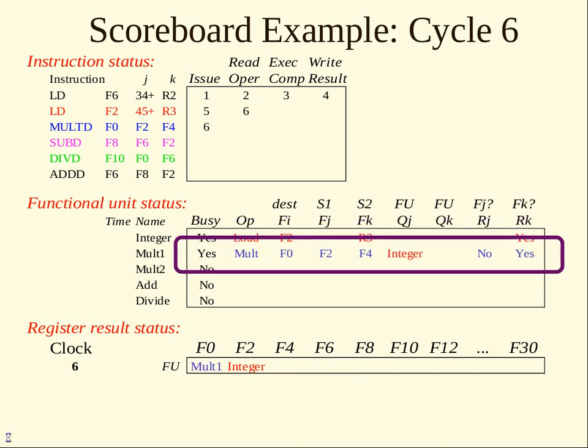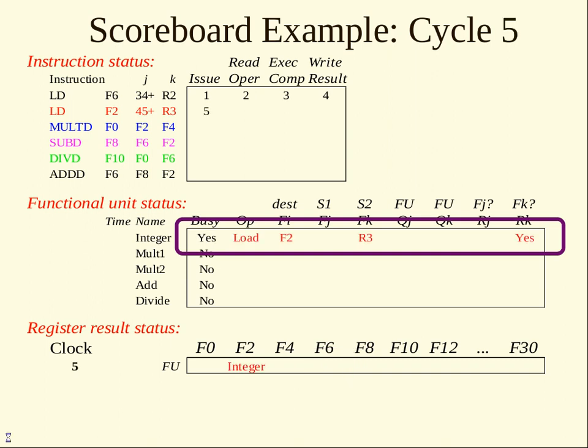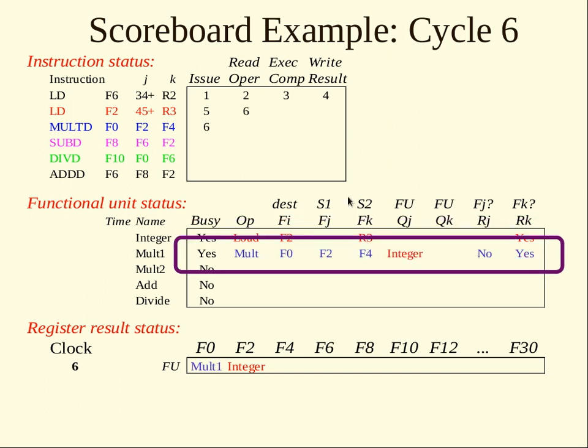Yep. So let me step back just to show you what's going on. Load, destination is F2. We're going to use R3. We can load the next one into the multiply unit, mult, destination F0. We have our two operands, and of course, we are basically waiting on the integer unit to complete from previous. Right.